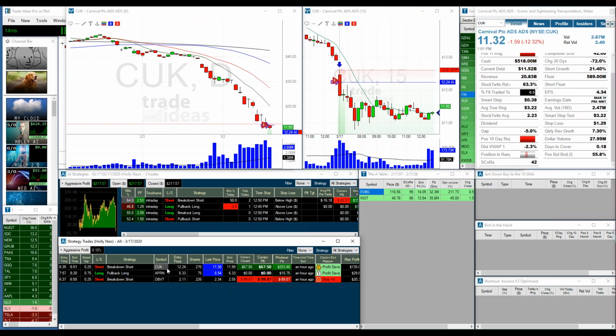This one would have been a short this morning. CUK, what a great name. And there is our short established right here in the blue line. Our stop was right there, never even close. Nice big push to the downside, but here is where it gets interesting.